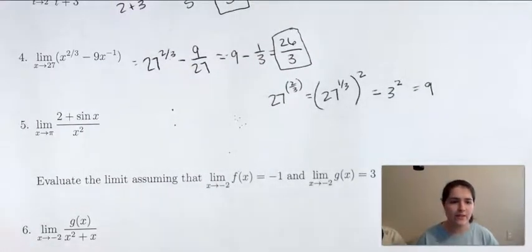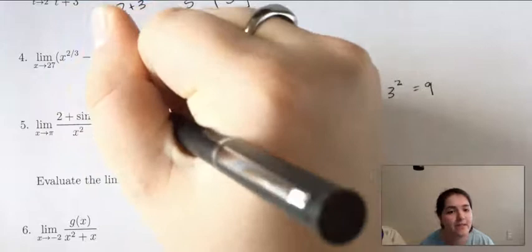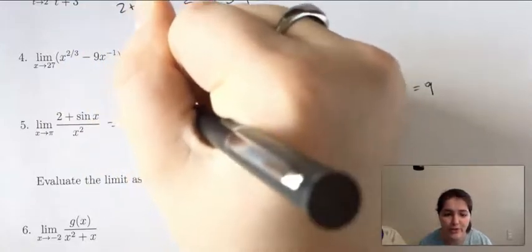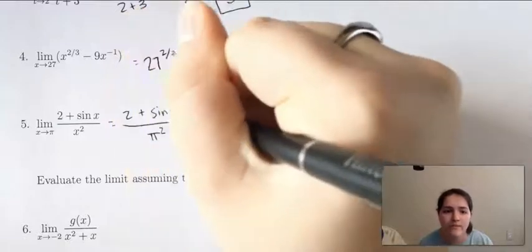All right, this next one. Oh, we're plugging in pi now. So 2 plus sine of pi. If you know your unit circle, you know sine of pi is 0.